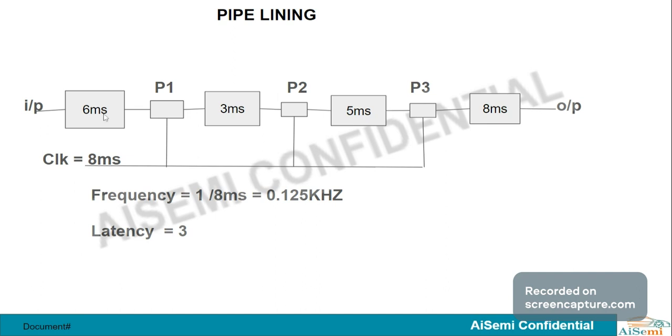Here, 6 milliseconds and 3 and 5 and 8 in total. Total time. The worst case propagation delay time is 8 milliseconds. Why? Because this is the highest time. 8 milliseconds is the highest, that's why this is the propagation delay time. So the frequency is equal to 1 by 8 milliseconds, which is 0.125 kilohertz. Latency is 3. So we observe that every 8 milliseconds the output will be found.